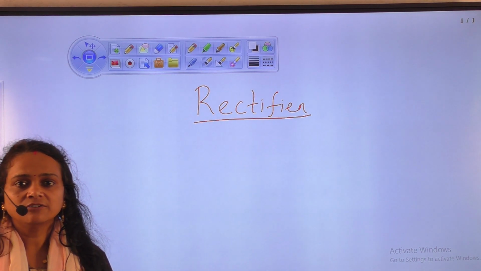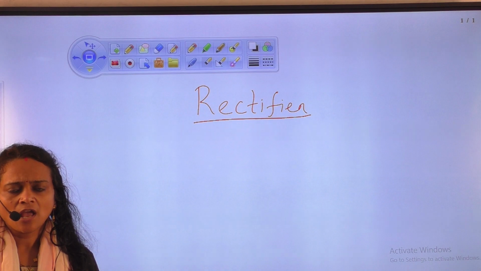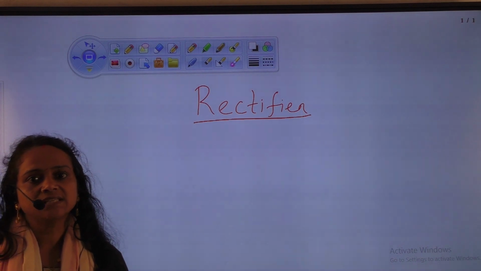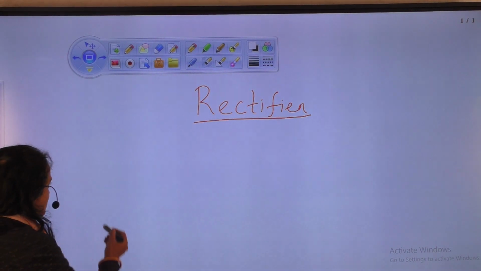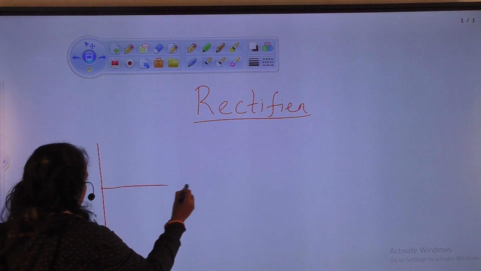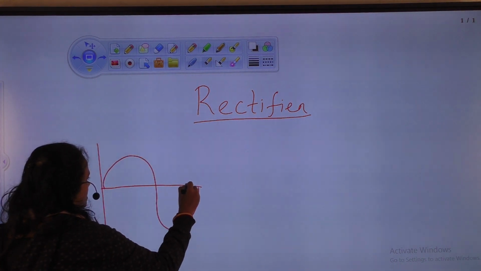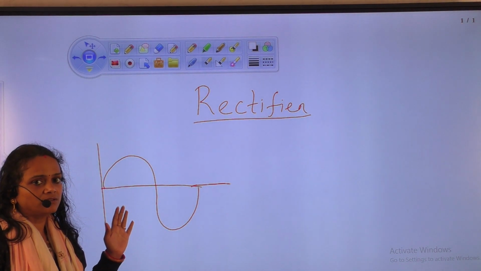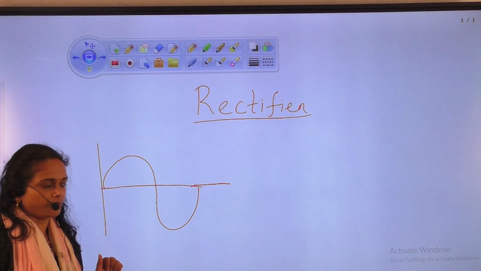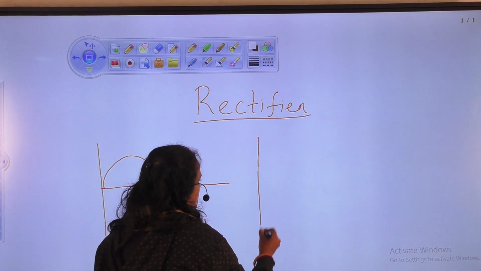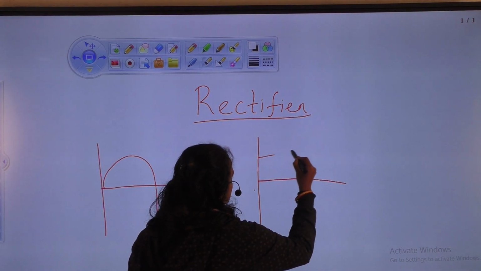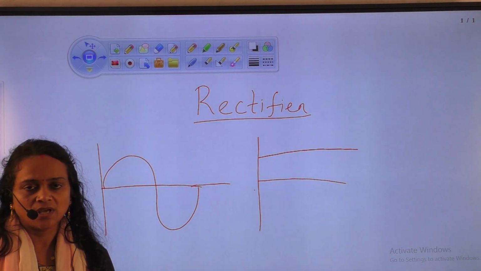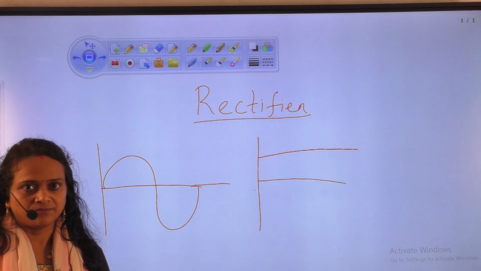A rectifier converts AC to DC. So what is AC? AC means alternating current and DC means direct current. The AC waveform looks like this. This signal has amplitude, phase, and frequency. All three parameters are present in this waveform. And the DC signal looks like this. This waveform contains only amplitude. There is no phase and frequency.